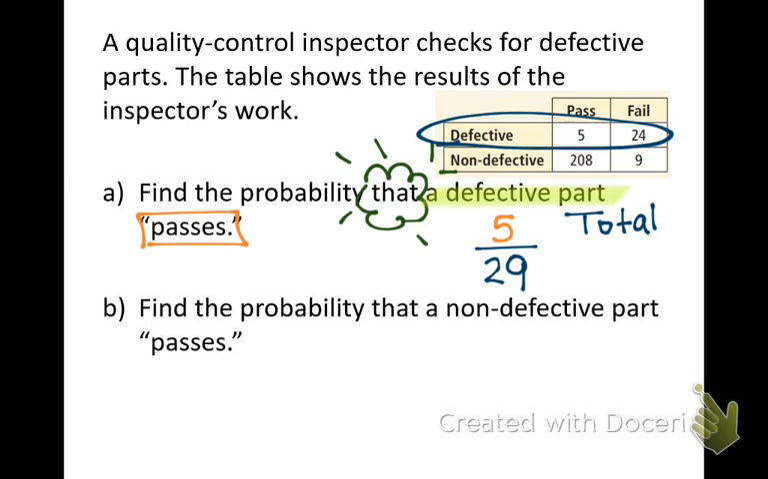So defective total goes on the bottom. How many that were defective and passed goes on the top. Whenever it says that, whatever's right after it, that's all you're looking at. So a defective part, we're only looking at this row. We found the total of that row, and then how many passed in that row. What is 5 over 29 reduced to? Or percentage? 17.2%.